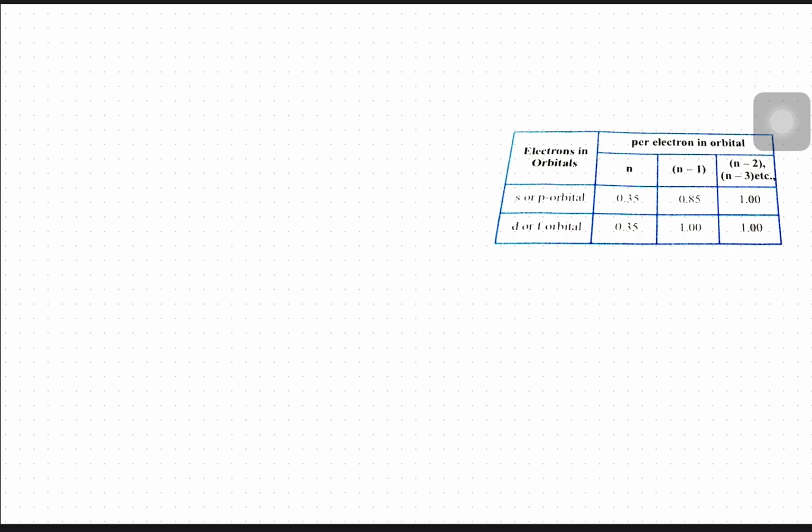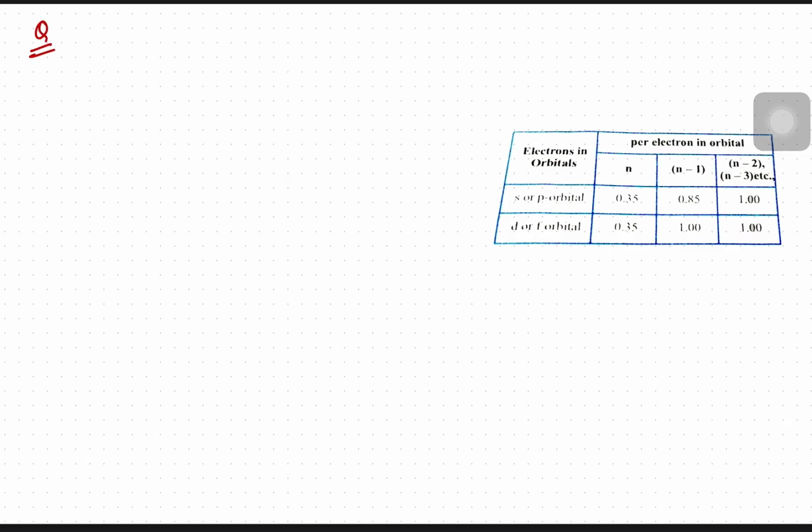Now for example, your question is: calculate the Z effective for 3d electron in V. So what is V? It is vanadium, the symbol for vanadium. Its atomic number is 23. So firstly you have to know the electronic configuration. It is 1s2, 2s2, 2p6, 3s2, 3p6 and 4s2, 3d3.